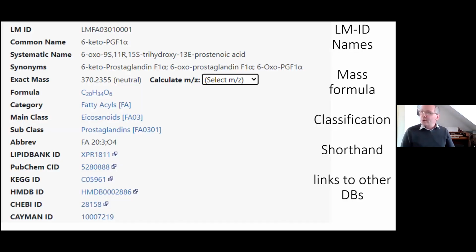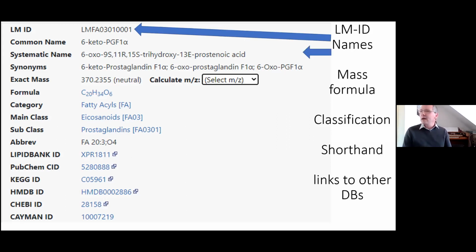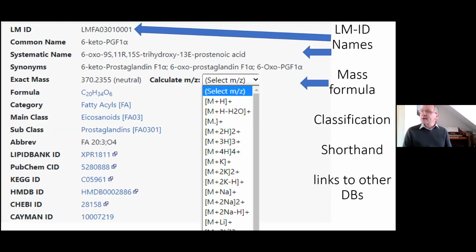So moving further down the page, you get to a lot of information about the molecule. Firstly, the LIPID MAPS ID, and then a series of names for the molecule: common name, systematic, and various synonyms, the exact mass and the formula. This pull down box here gives you the option to calculate the m/z value for a whole variety of different adducts. And there are some missing from here. We're working on adding some and making this box selective for appropriate ones for the lipid class you're looking at.